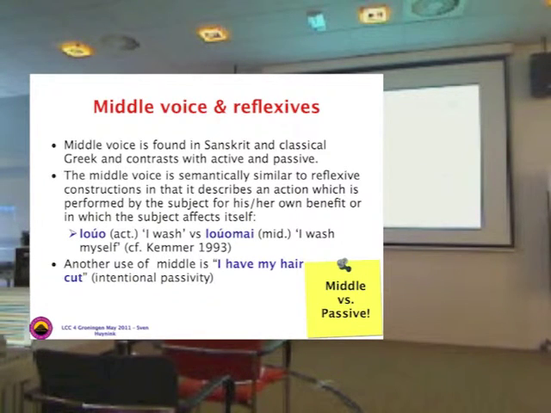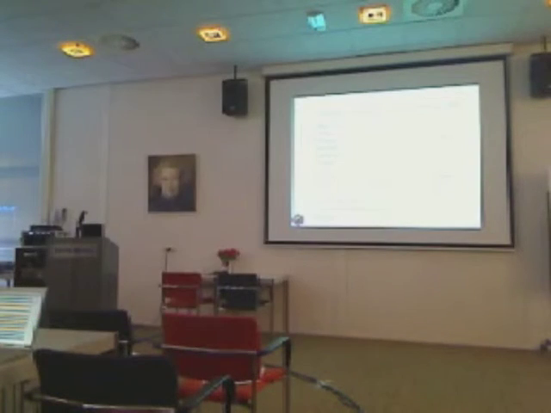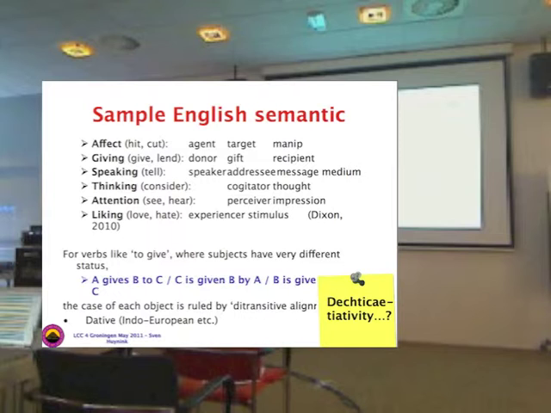Because I wrestled with "to give", where subjects have different status. A gives B to C. Well, then you are the initiator and actor of an action to give. C is given B by A, then you are the receiver, you're not acting, but you are participating. And B is given by A to C, then B is just a humble undergoer of the action.